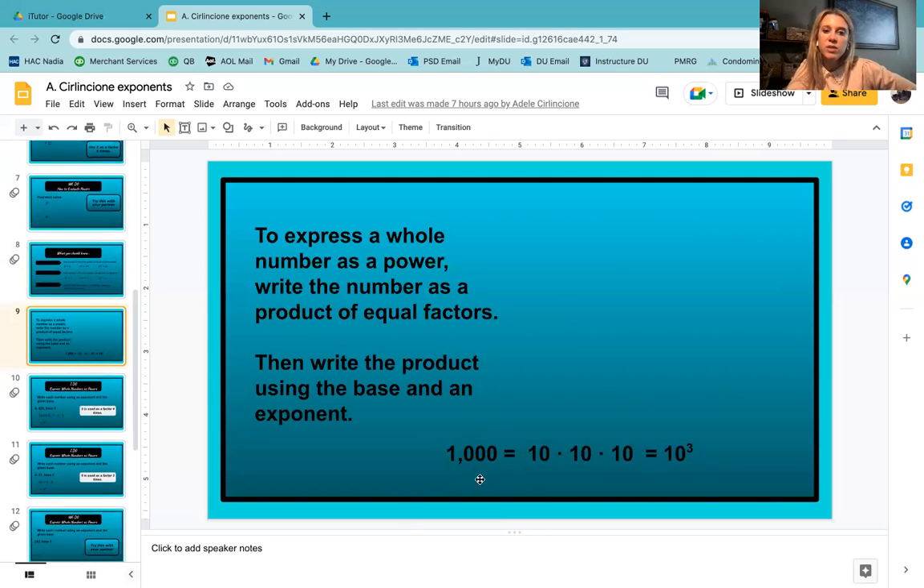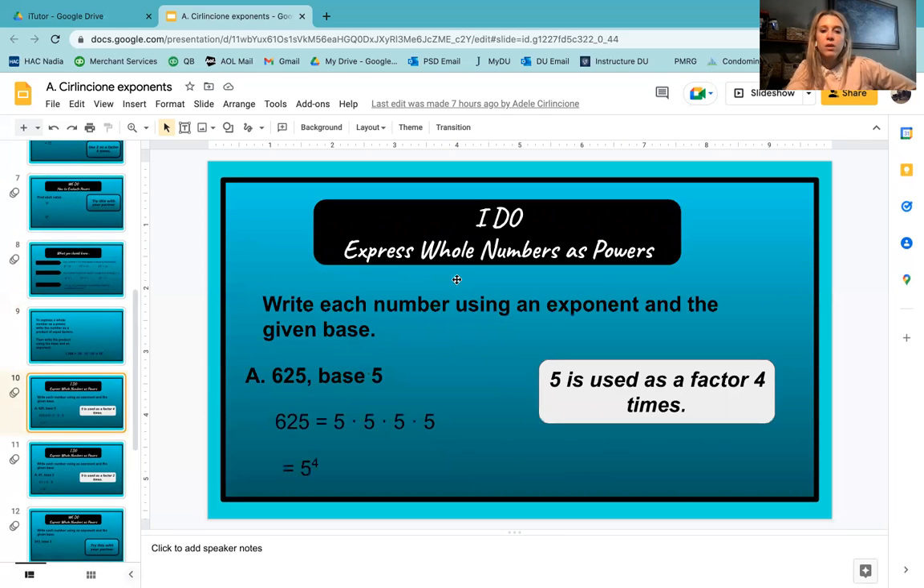So first we express the whole number as a power, and then we're writing the number as a product, they're all being multiplied, of equal factors. All the 10s are equal, right? So then we write the product using the base and our exponent here. Now, we're still going to practice expressing whole numbers as powers.